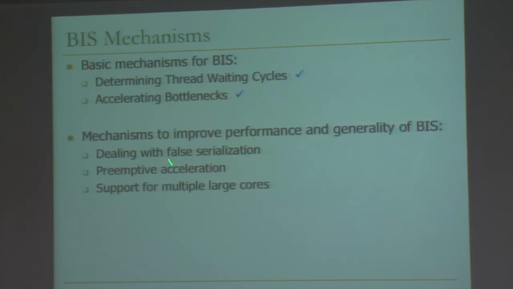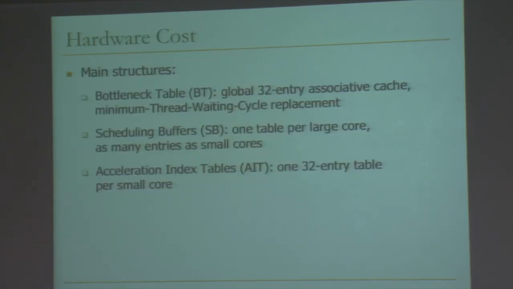I'll cover some of these. But actually, to get this to work, you need to deal with false serialization again. Because if multiple cores are executing different bottlenecks, then you're really serializing them by sending the bottlenecks to the large core. You don't want that, so you'd like to deal with false serialization. And I'm not going to talk about these, but there are other issues that you need to deal with to make it work. So what's the hardware cost of all this?